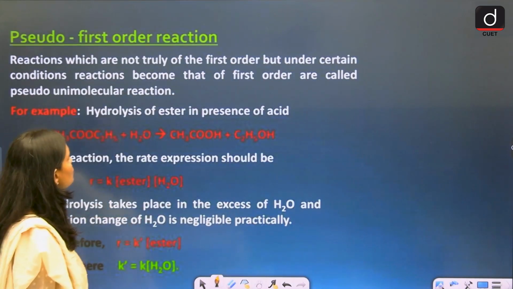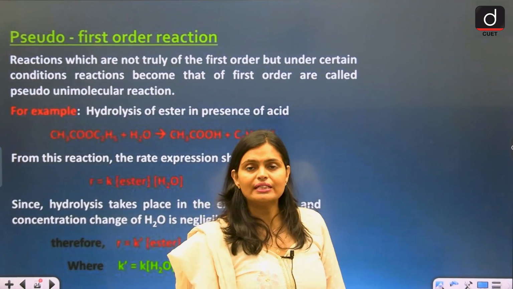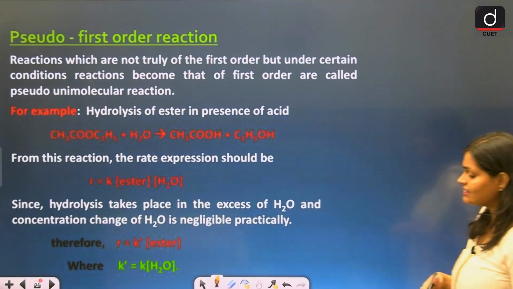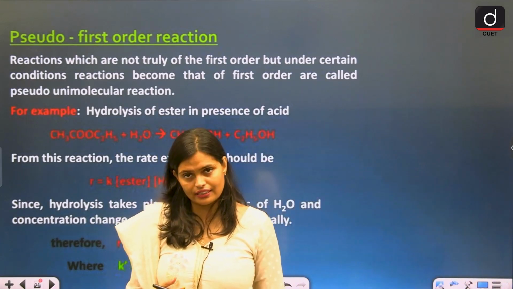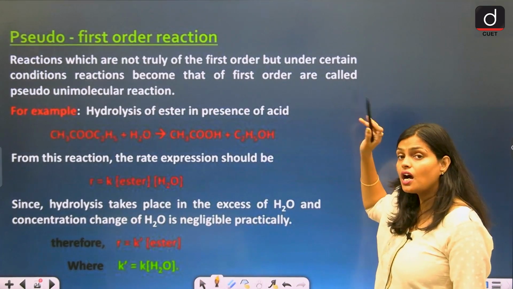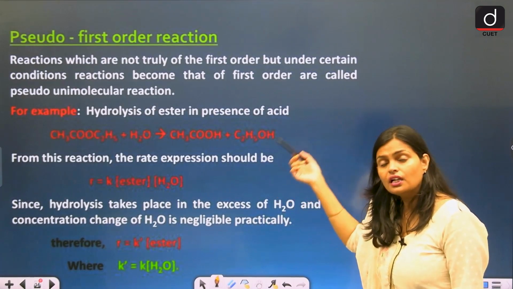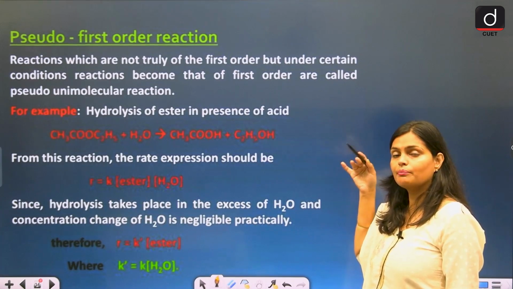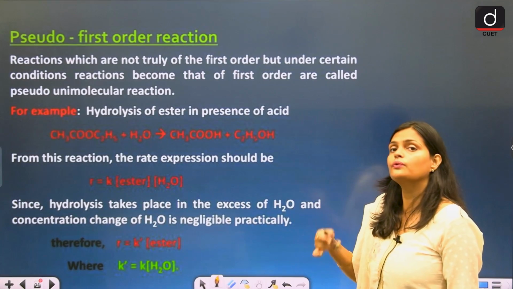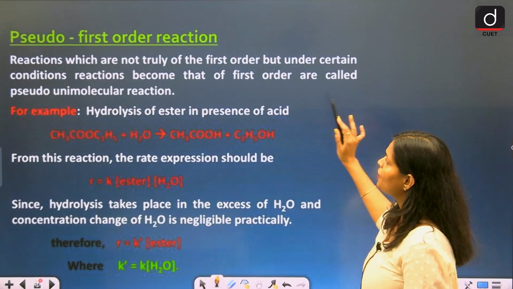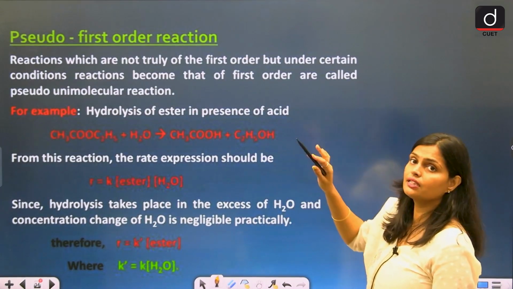Then we have pseudo order reaction. Pseudo means, guys, false. So a false first order reaction, that means a reaction which pretends it is a first order reaction but it is not. The reactions which are not truly first order but under certain conditions become first order are called pseudo order reactions. Some reactions are first order from the beginning, but some reactions become first order only when you apply certain conditions. So that is called a pseudo order reaction.